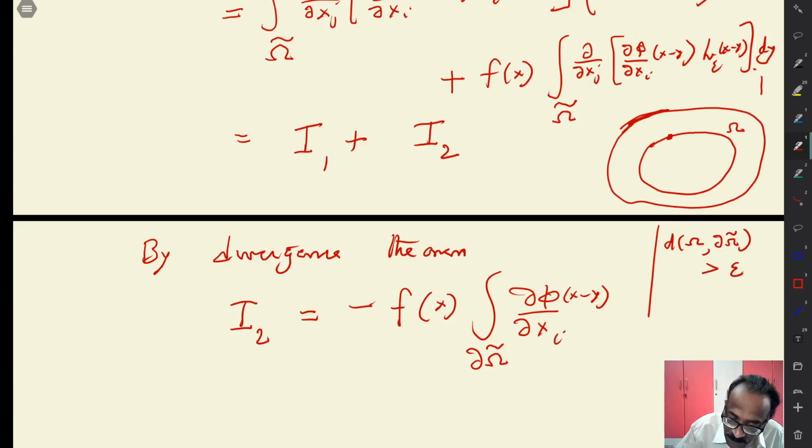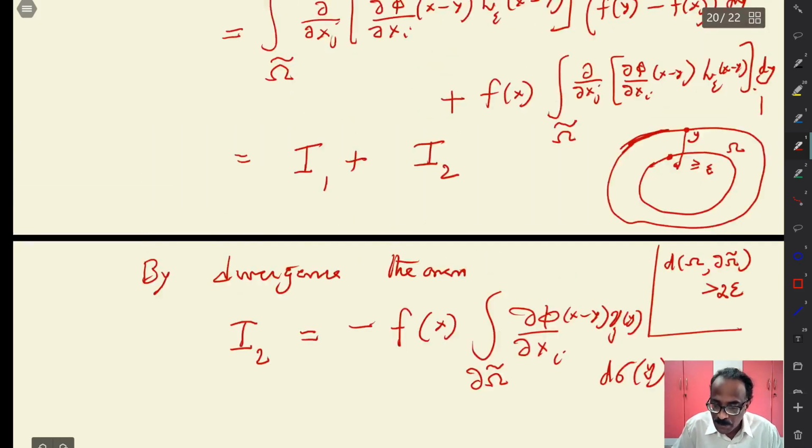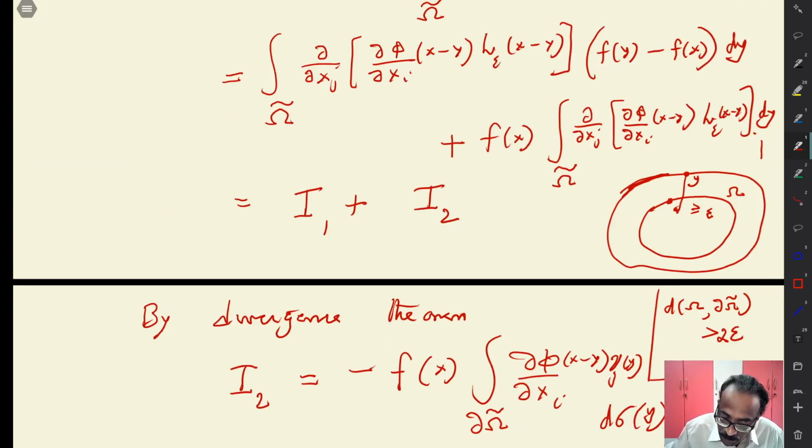So if you take x here, the distance to y here will be greater than epsilon, in fact you can take 2 epsilon if you want, so in that case h_epsilon will become 1, so this will be nu_j of y, d sigma y. Is that clear? Because you are integrating here on the boundary, the boundary of omega tilde, and you can have the points from here more than 2 epsilon away. You can take the point you like, bigger than that, so you have your 1 here, and now look at this term.